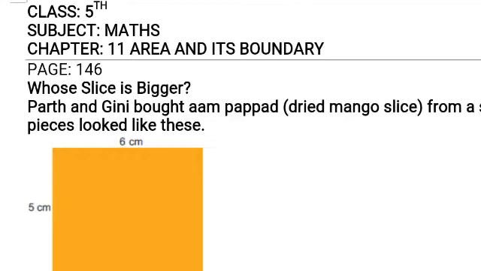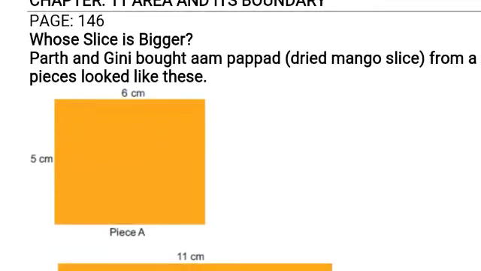For example, if we are discussing the ground, then inside the ground is known as the area of the ground, and the border of the ground is known as the boundary. So let's start with the page from page number 146.